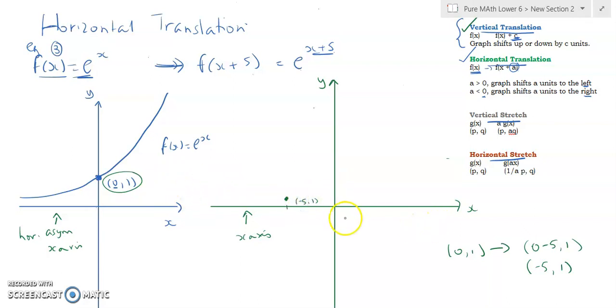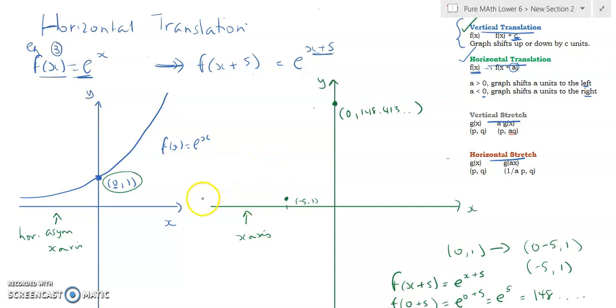Now I also want to consider this same point here. f(x + 5) is equal to e to the (x + 5). What if x is 0? This will become f(0 + 5), which will be e to the (0 + 5), which is e to the 5, which turns out to be around 148 point something. That means instead of cutting the axis here at 1, this curve will now cut here at around 148. Here, (0, 148.413), etc. And now I just draw my curve.